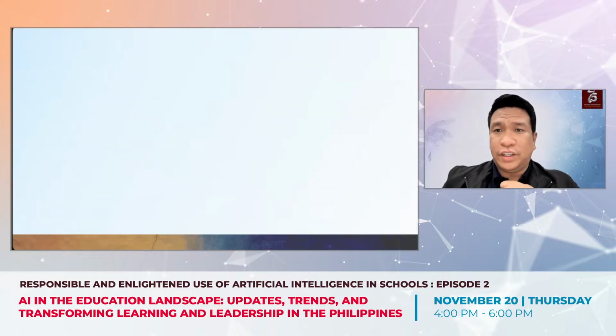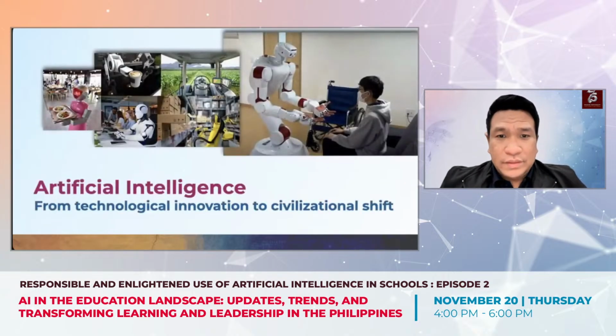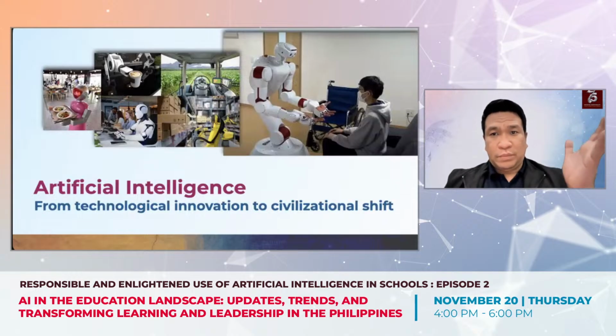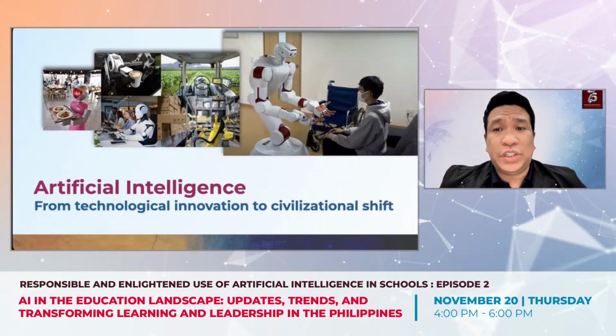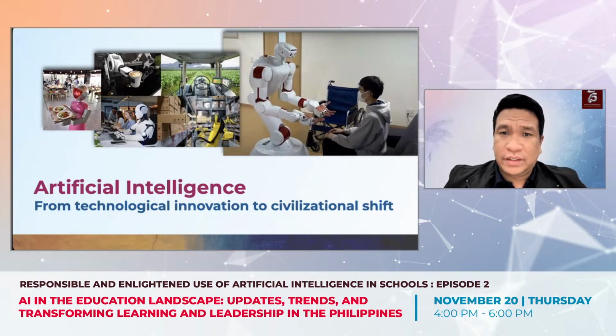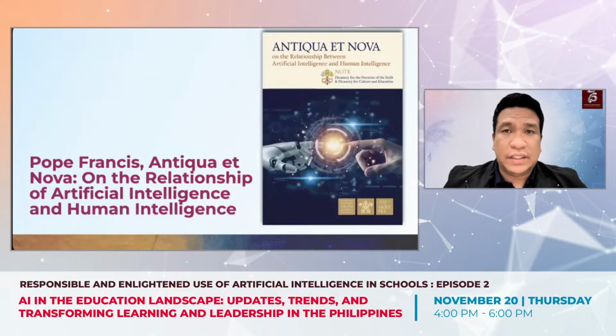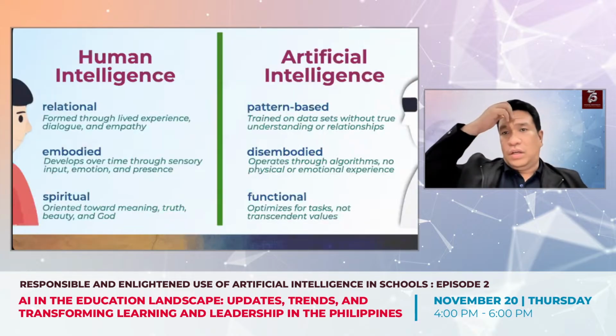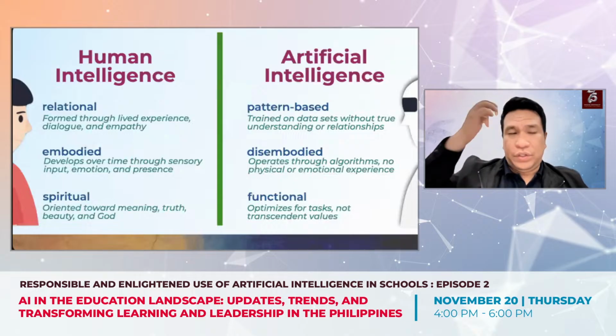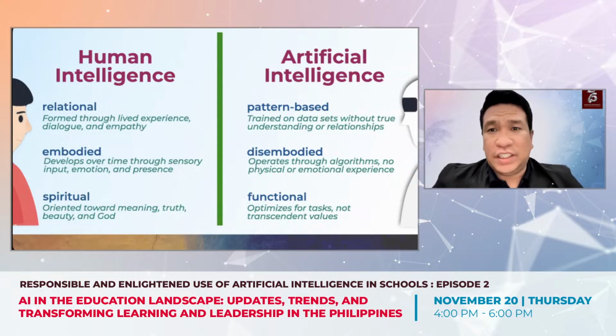Okay? So, further on, we need to understand that artificial intelligence, because we're talking about the shift, is not just a technological or technical innovation. It is a civilizational shift. It's a shift from civilization. It challenges us on how we understand knowledge, intelligence, and even what it means to be human. So, in the document here, Antiqua et Nova, you can see Pope Francis even comparing, no, how do we compare human intelligence and artificial intelligence.